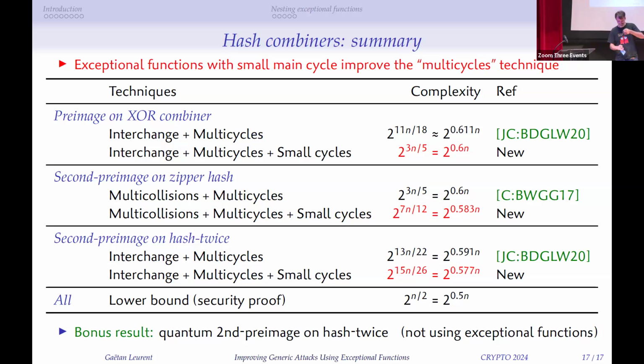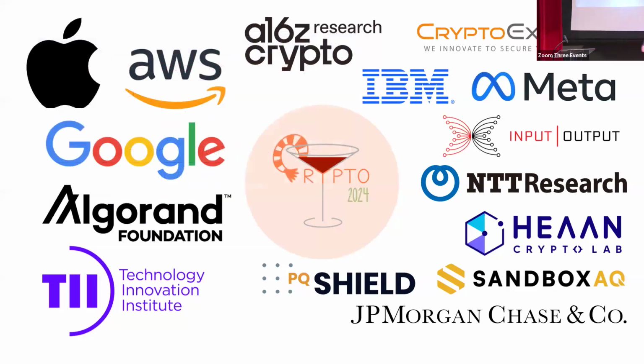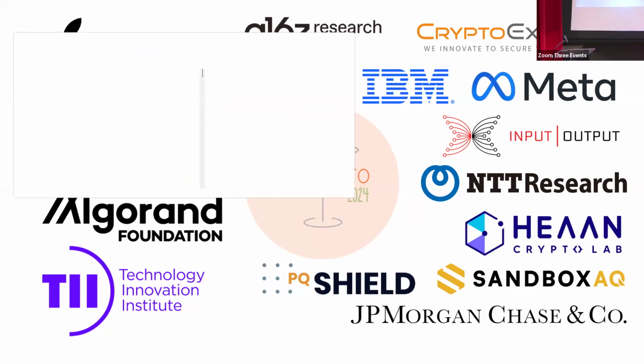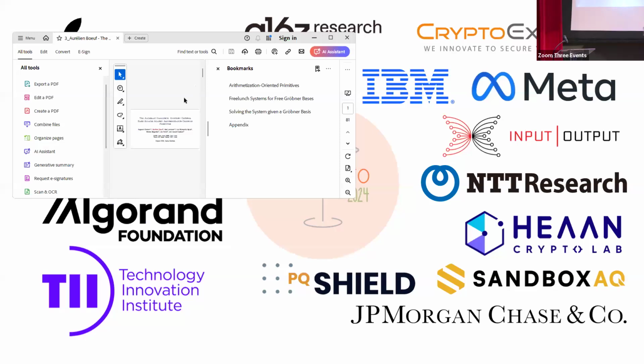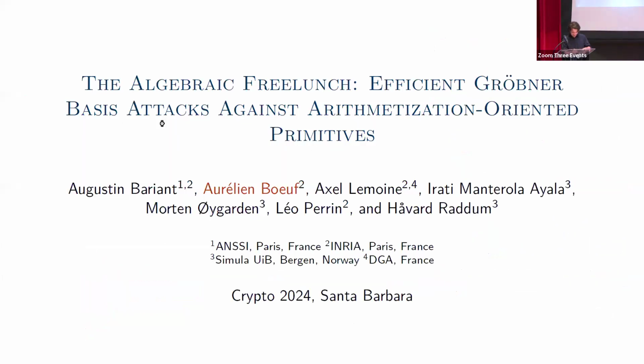The next talk, and it's not the last talk before lunch, but it does speak about lunch: The Algebraic Free Lunch, Efficient Gröbner Basis Attacks Against Arithmetization-Oriented Primitives, joint work between Augustin Bariant, Aurélien Boeuf, Axel Lemoine, Irati Manterola Ayala, Morten Øygarden, Léo Perrin, and Håvard Raddum. And Aurélien will give the talk. Thank you for the introduction.